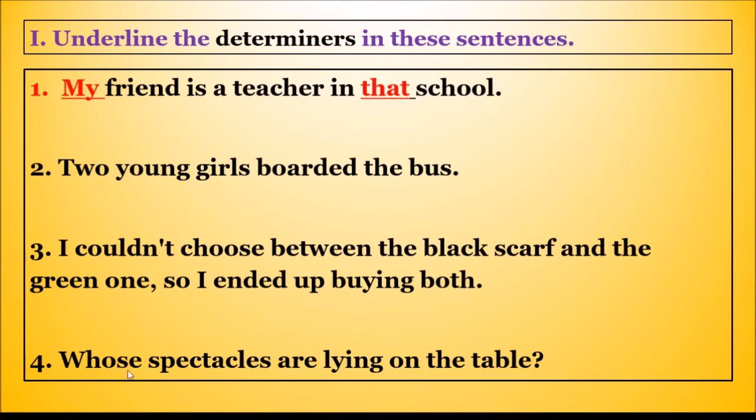Now, whose spectacles are lying on the table? Look, whose. Whose comes under interrogative determiners. You have to underline whose. In the second one, underline two. The third one, underline both. And in the fourth one, the answer is whose. So, like this, you have to underline for the 5, 6, 7, 8 also. Okay, guys? If you find anything apart from this, you can underline those also.